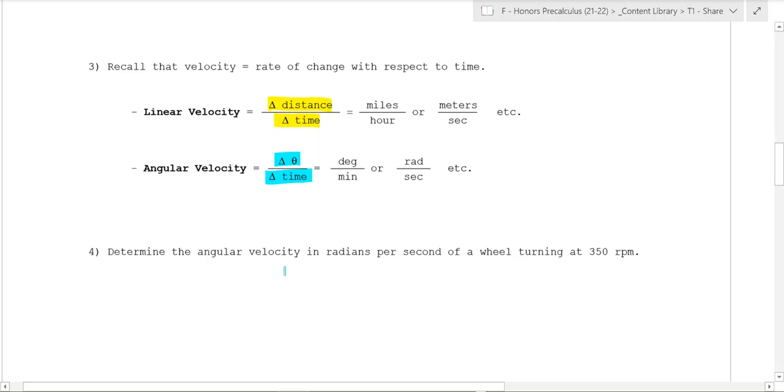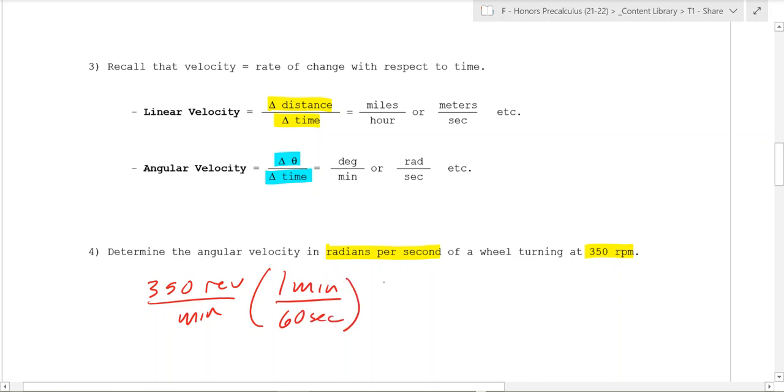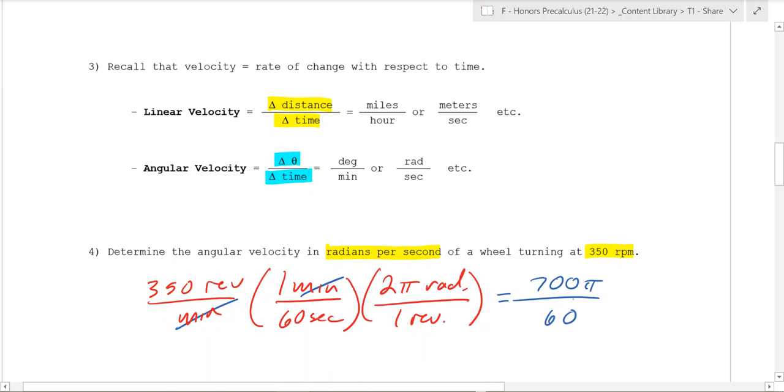So for example, determine the angular velocity in radians per second of a wheel turning at 350 revolutions per minute. That's what it means, revolutions per minute. Well, 1 minute is the same thing as 60 seconds. And we know that 2 pi radians is the same thing as 1 revolution. 1 time around the circle is 2 pi radians, which is 1 revolution. When you cancel these things, the minutes cancel right here. And then you end up with 700 pi over 60. And that's equal to 35 pi over 3, and that's going to be radians per second.